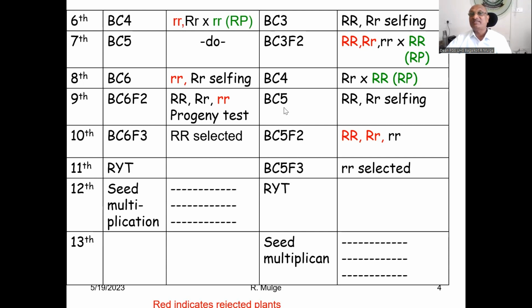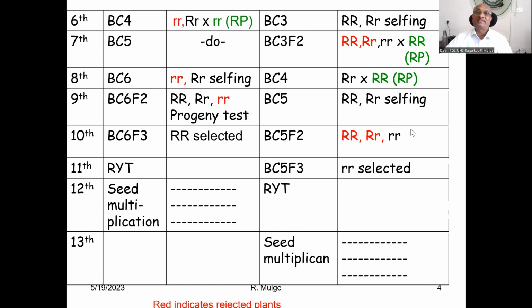So you are going to get BC5. In BC5 again, some plants are homozygous dominant, because dominant and dominant allele, and recessive and dominant allele is heterozygous. So again, you have to go for selfing, right? On selfing, you will get some heterozygous and some homozygous dominant. These plants are susceptible, you have to reject, and you have got homozygous recessive. This is resistant, you have to select.